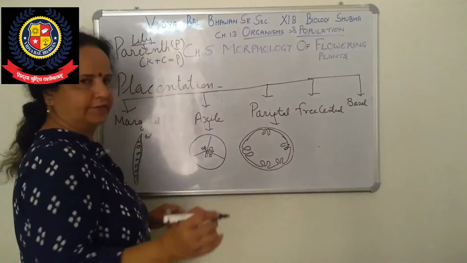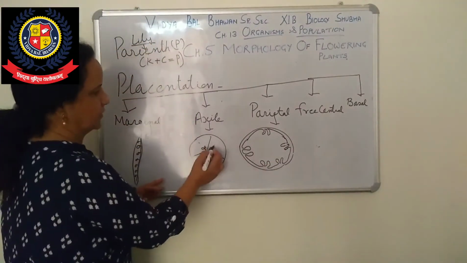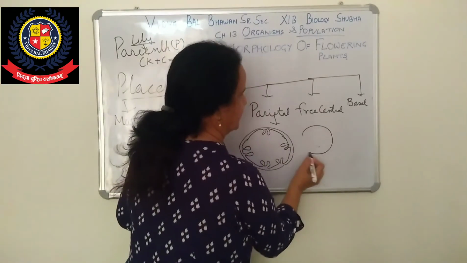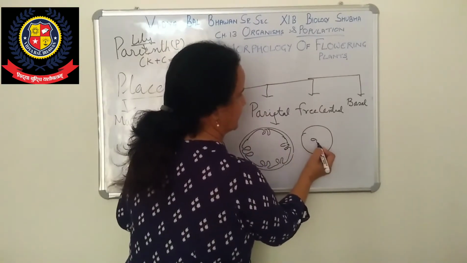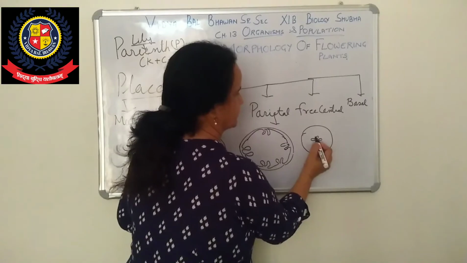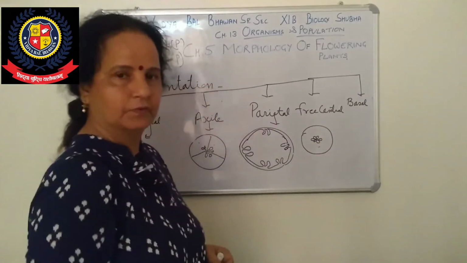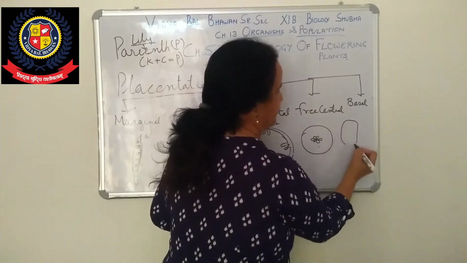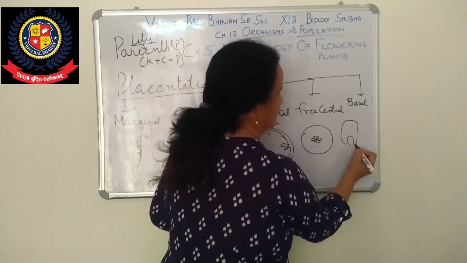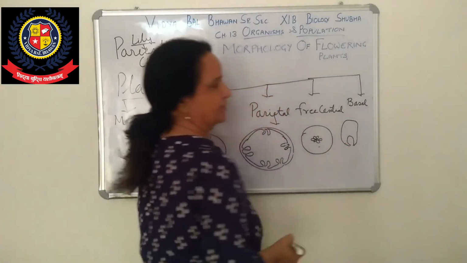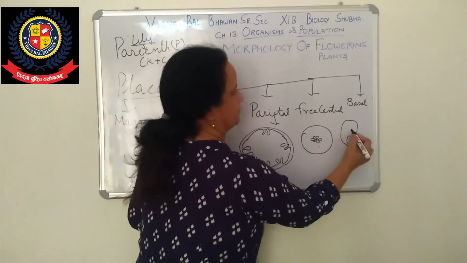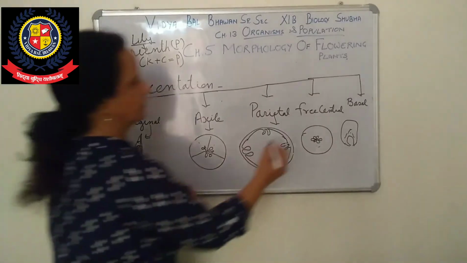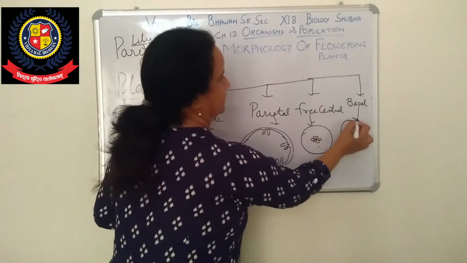Now come to free central. Here in the other types chambers are there, but in free central no chambers are there. The ovules are attached like this at the center. When we talk about basal, the ovules are at the base. This is the basal type of placentation.